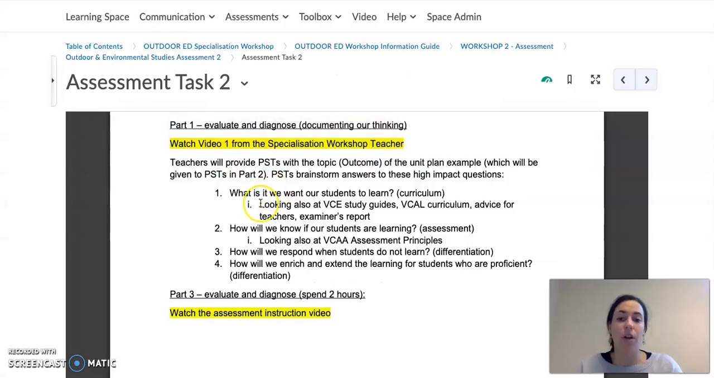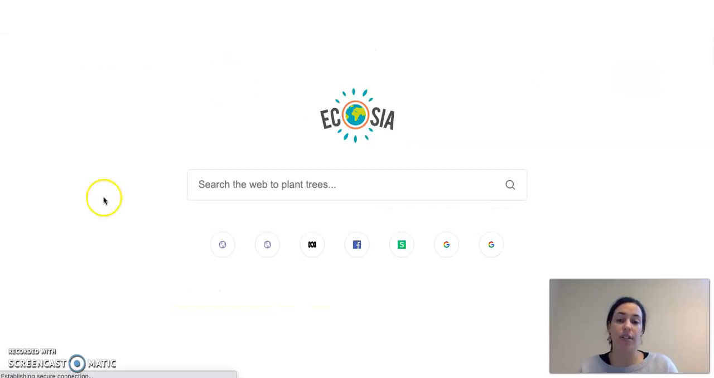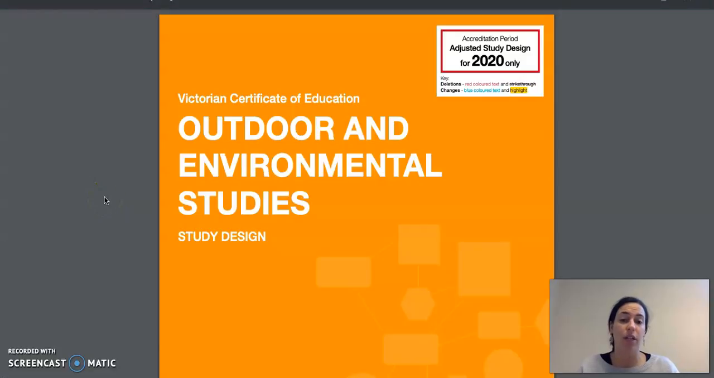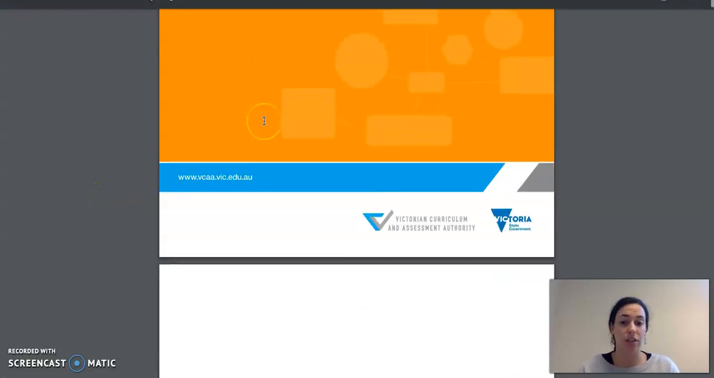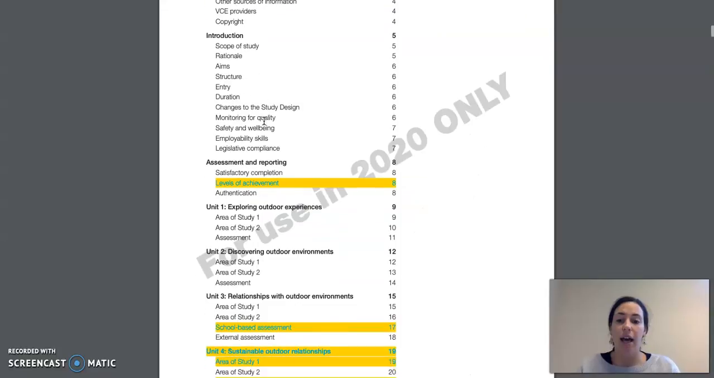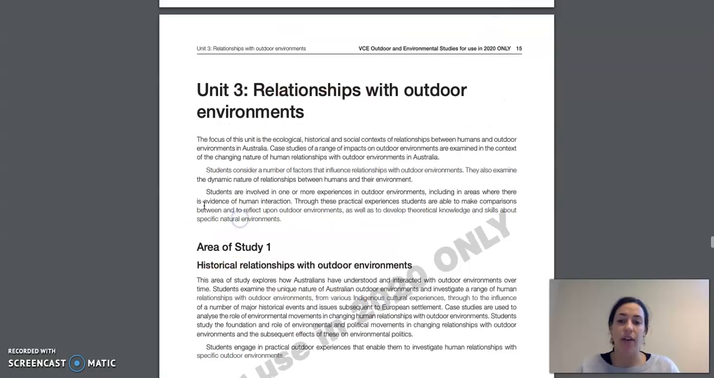So what is it that we want our students to learn? Curriculum. I think that's pretty obvious. When we're talking about curriculum, we are looking at our study design. If I show you the study design, this is the study design for 2020 only, because obviously there have been changes to it with COVID-19. And I look at Unit 3, Area of Study 1.